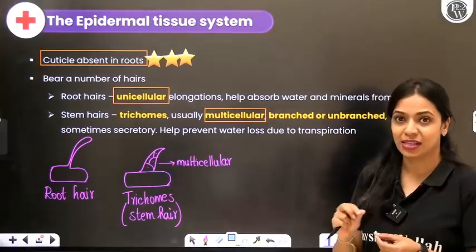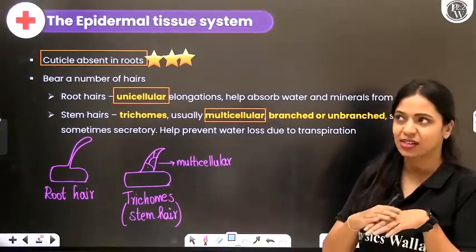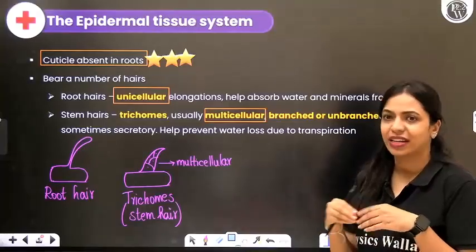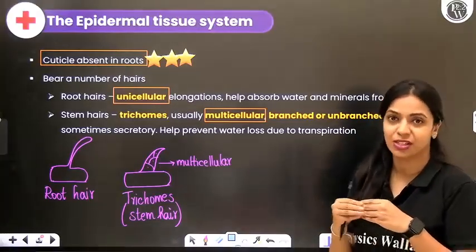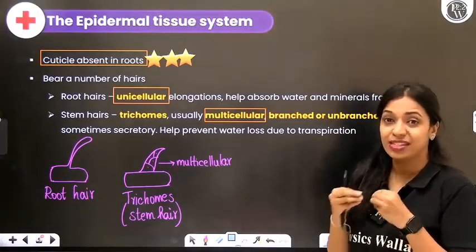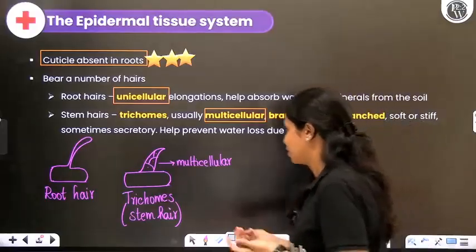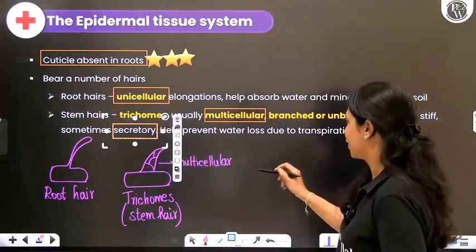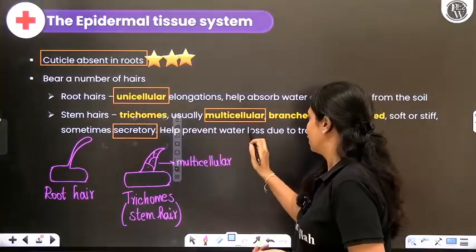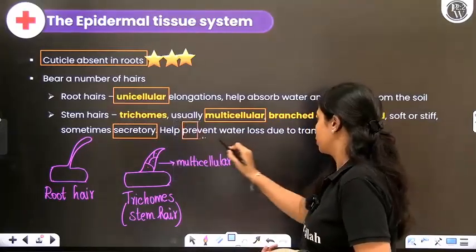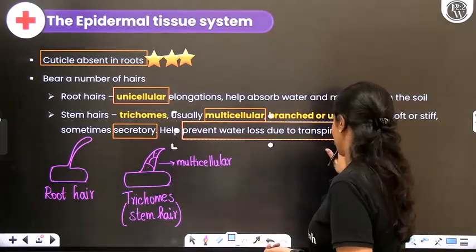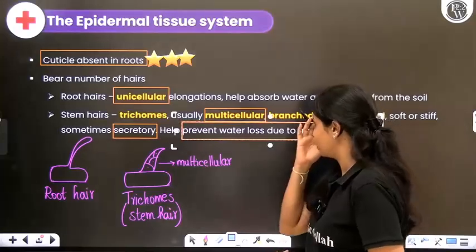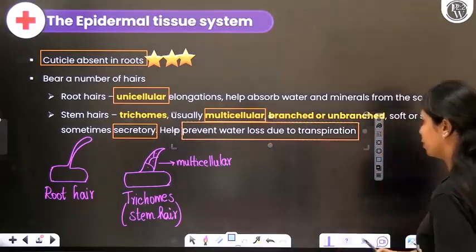In some plants, you can see that it's soft. You won't even notice it, it's like very soft kind of furry kind of thing. But in some plants, it's very stiff also. Sometimes they can be secretory as well. They will secrete certain substances. Basically, its function is to prevent or reduce the rate of water loss because of transpiration. Okay, so that's all about the root hair.